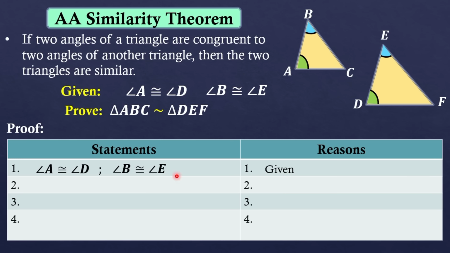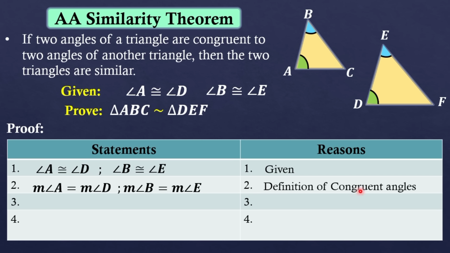Okay? From your given, we can say that the measure of angle A is equal to the measure of angle D. And the measure of angle B is equal to the measure of angle E. So, tatandaan that if we have congruent triangles, therefore, the measure of these two angles are equal. So, kapag congruent sila, ibig sabihin the measures are equal. So, ang reason po natin dito, definition of congruent angles. So, kapag meron tayong congruent angles, automatic, their measures are equal.